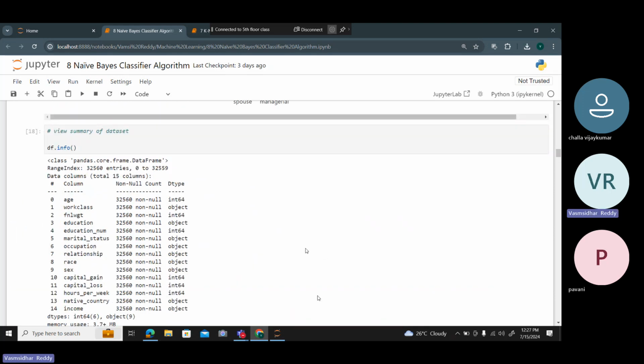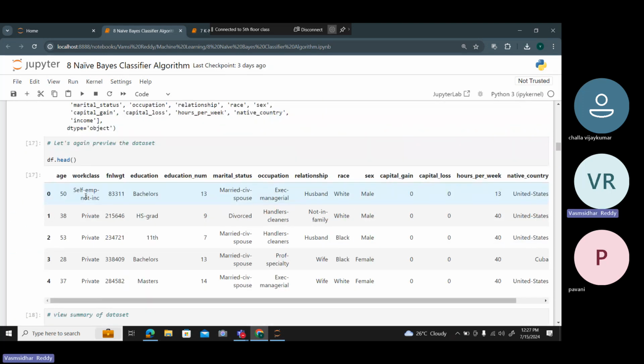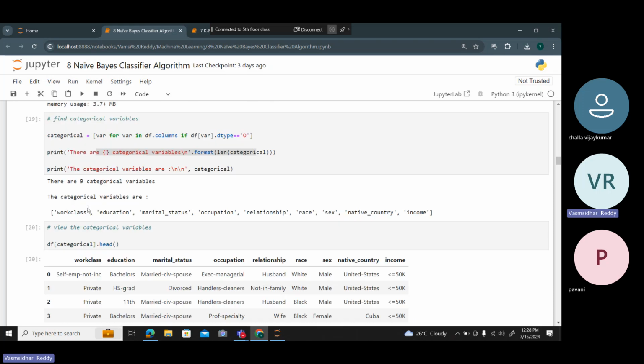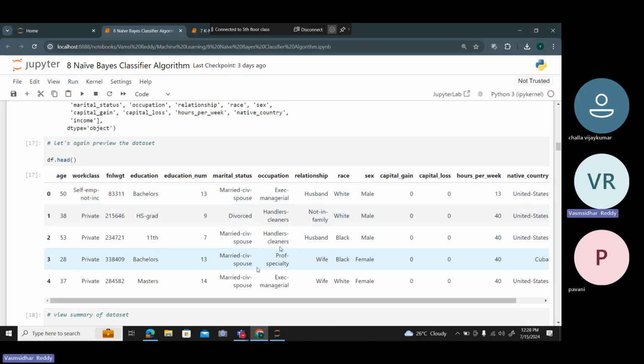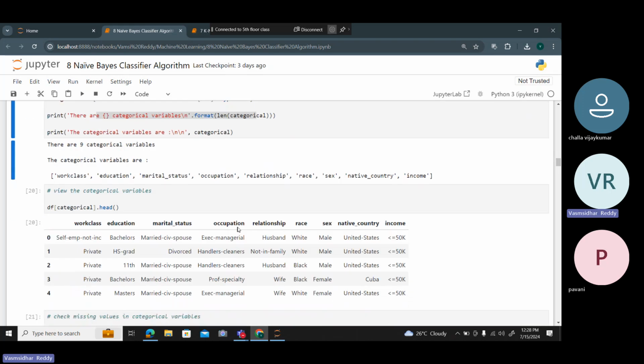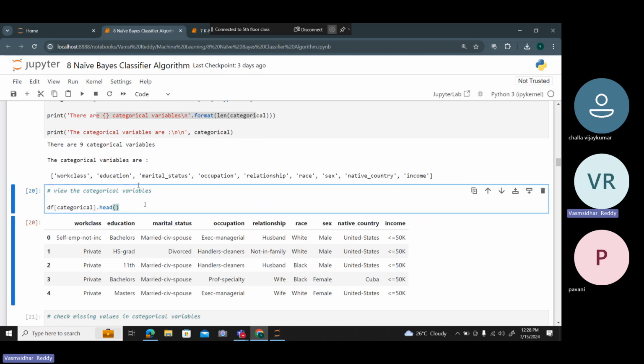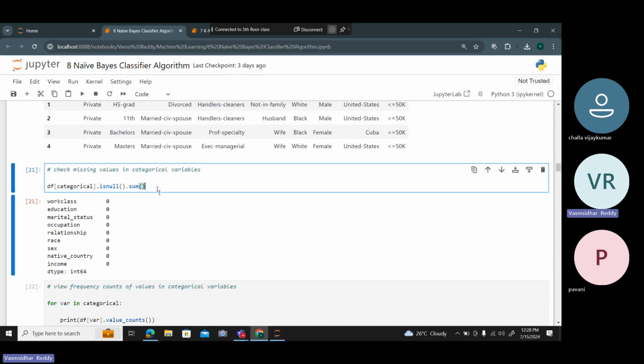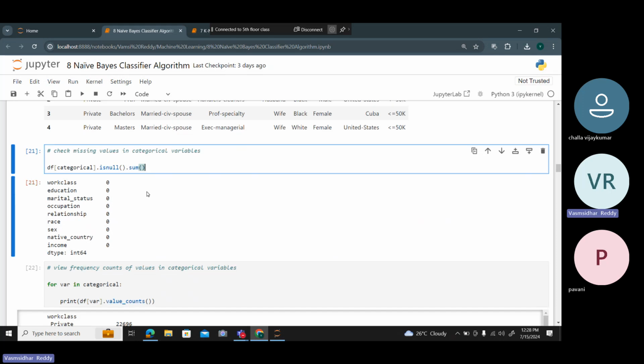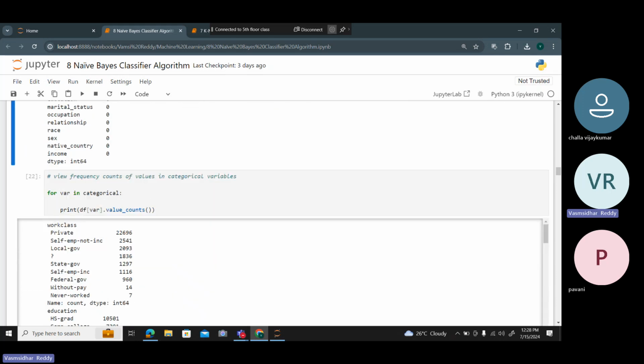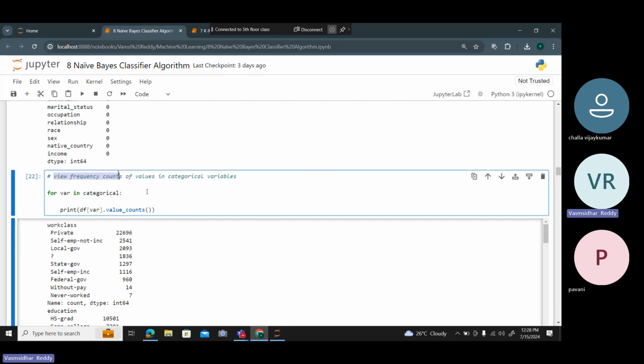So you can search. First we get workclass, which is categorical. Education is categorical, marital status, everything is categorical. Now I need to pass this df[categorical]. These are the categorical names, right? Now I need to find whether there are any missing values in the categorical variables. If there are no missing values, I just leave it there. So now view the frequency count of values in a category, the most frequently occurring values in each categorical variable.